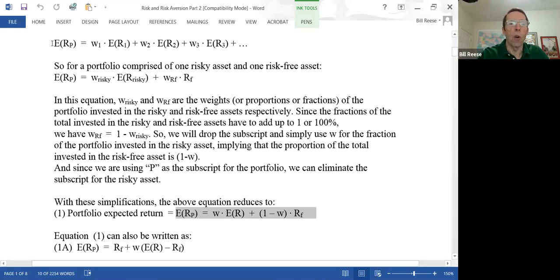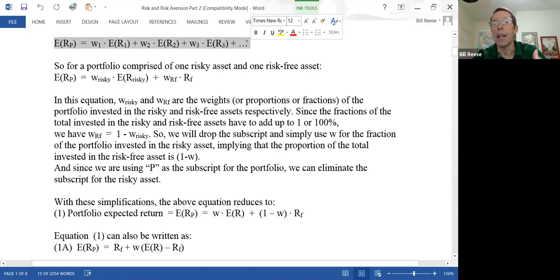Generically, what we showed earlier all applies there. So that's going to apply in all situations. Equation number 1 is the specific situation where you have one risky asset and one risk-free asset. You can do a little bit of algebra to equation number 1, rearrange it a little bit, and get equation 1a.